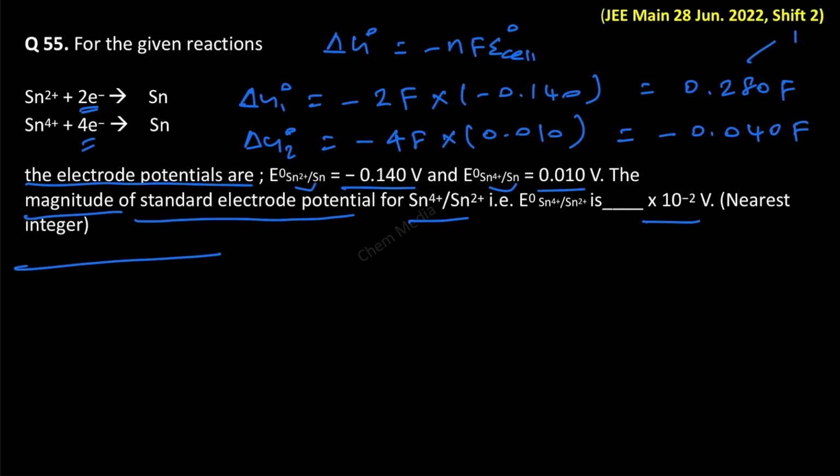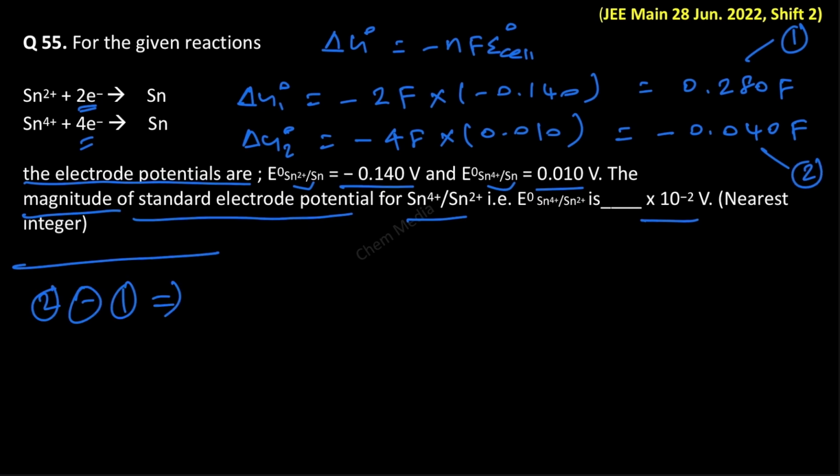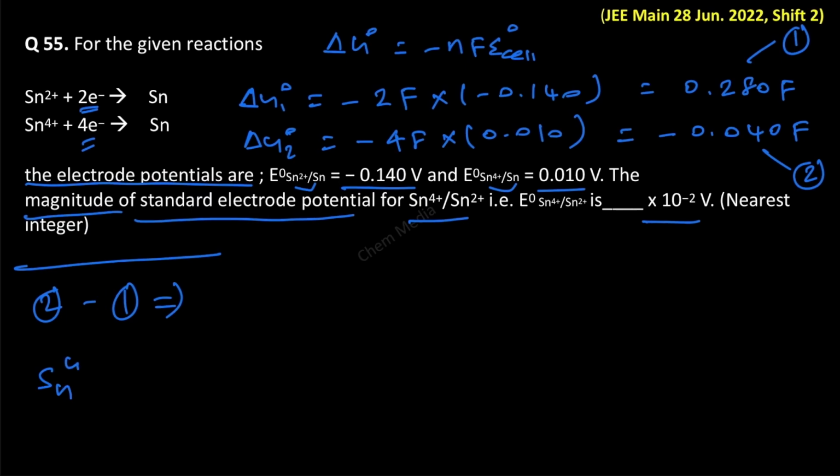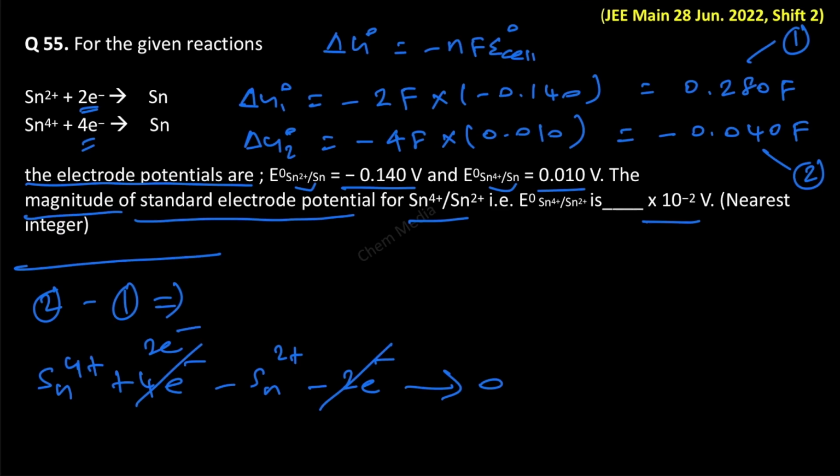Let's say this is equation 1 and this is equation 2. Let us subtract equation 1 from equation 2. In that case we can write that Sn4+ + 4 electrons minus Sn2+ minus 2 electrons. On the right hand side it would be 0, but then this would become 2 electrons. So let us send Sn2+ to this side. So therefore Sn4+ gaining 2 electrons becoming Sn2+.